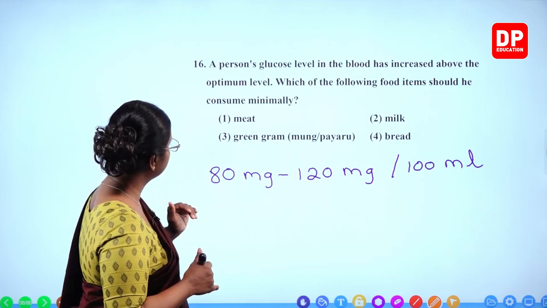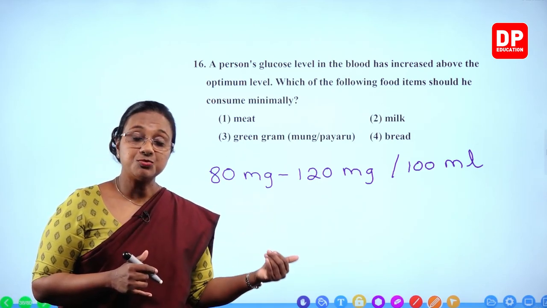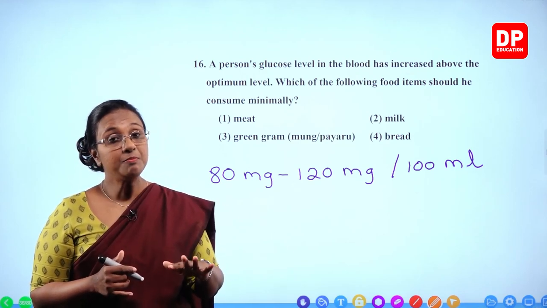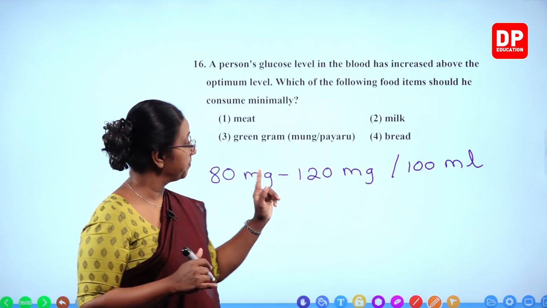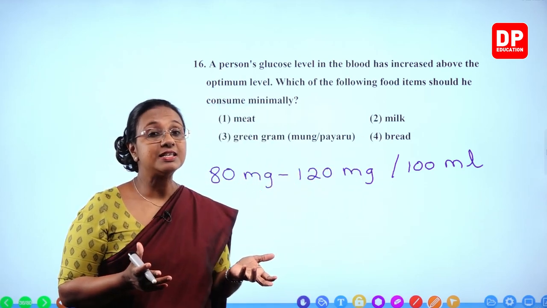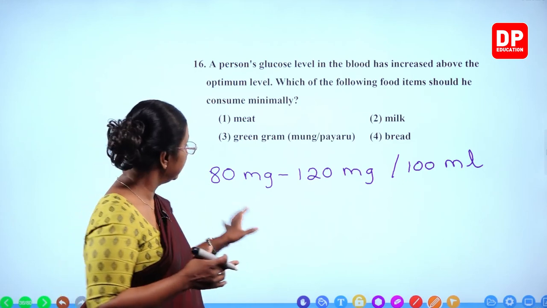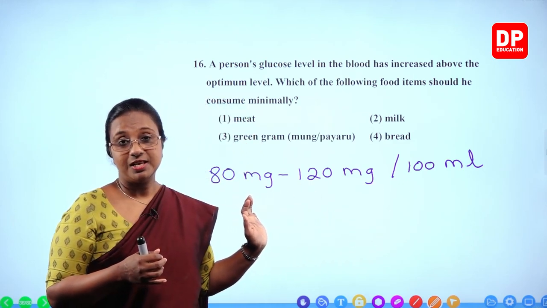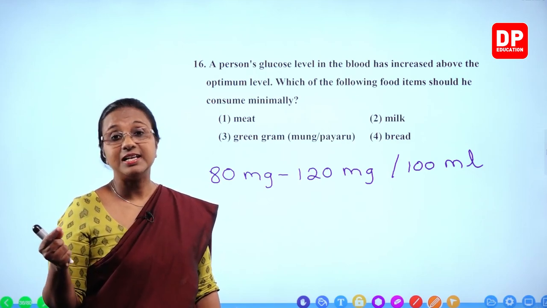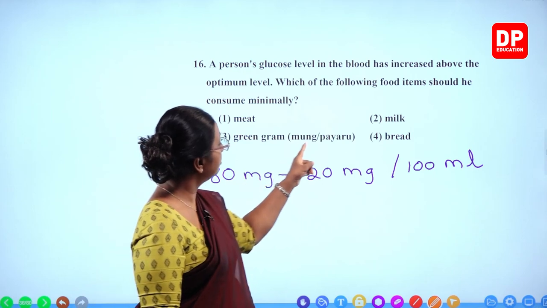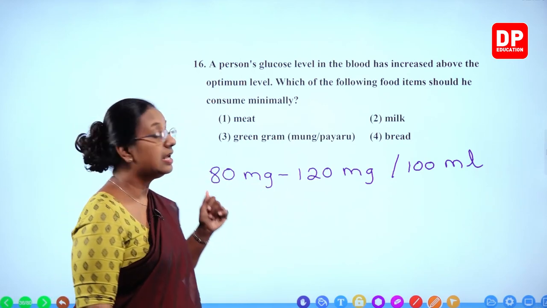Now if we look at the food items given here. Now meat, what is meat? Meat usually contains proteins, and if it is white meat, less amount of lipids. If it is red meat, the amount of lipids is also high. So usually proteins and lipids are there, fats are there in meat as well. Then if you take milk, milk usually has carbohydrate, the disaccharide lactose or monosaccharide galactose. But that doesn't directly increase the glucose level, because even lactose has galactose and glucose, but the amount of glucose there is somewhat less. Then if you take green gram, that is mung or pyre, what is that? That mainly contains proteins. Green grams, they mainly contain proteins.